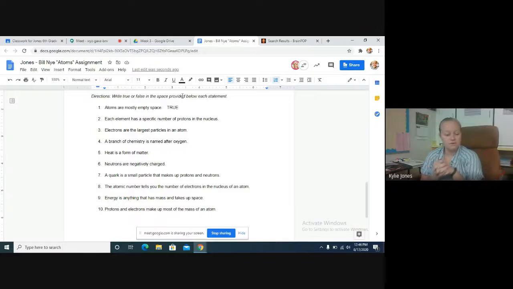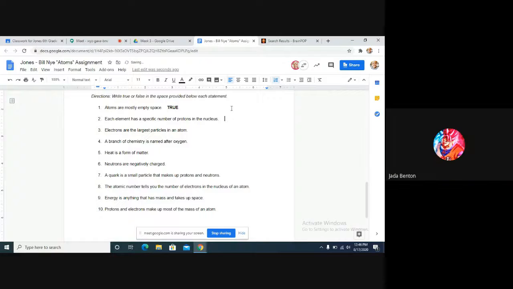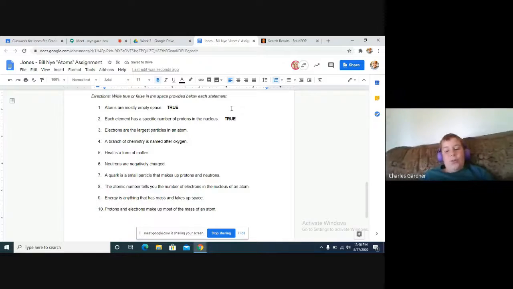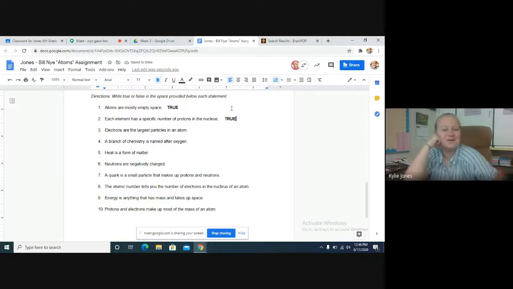Okay, number 2. Each element has a specific number of protons in the nucleus. True or false? True. That one is also true. So each element has a specific number of protons, and that's called its atomic number. So they always have the same number of protons in the nucleus.